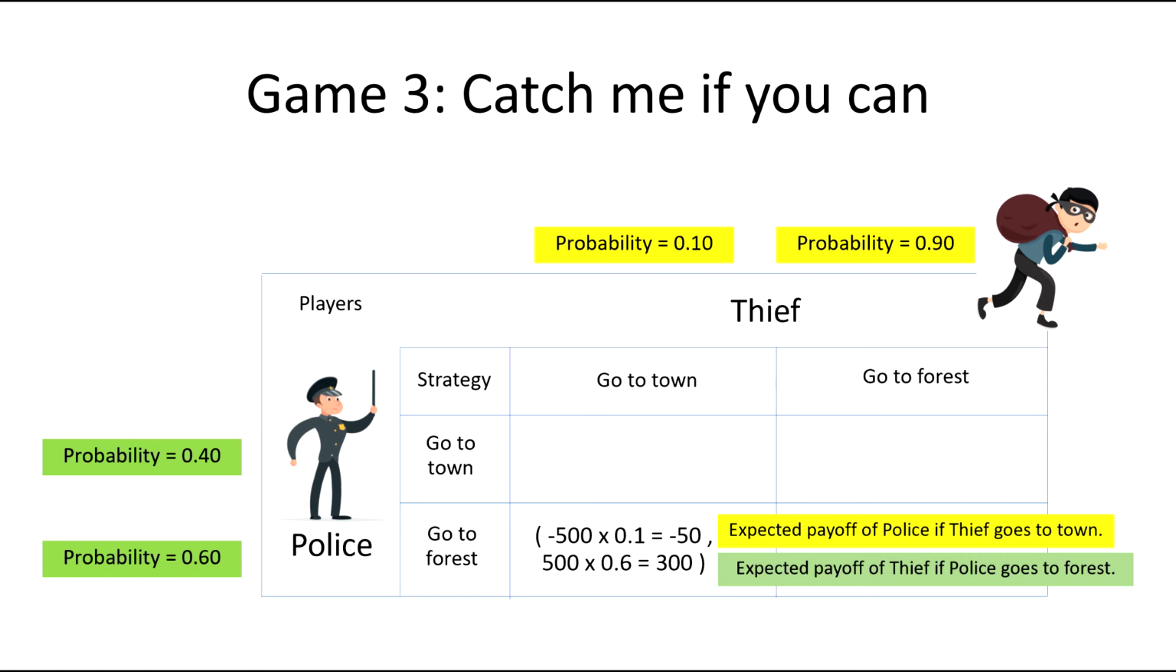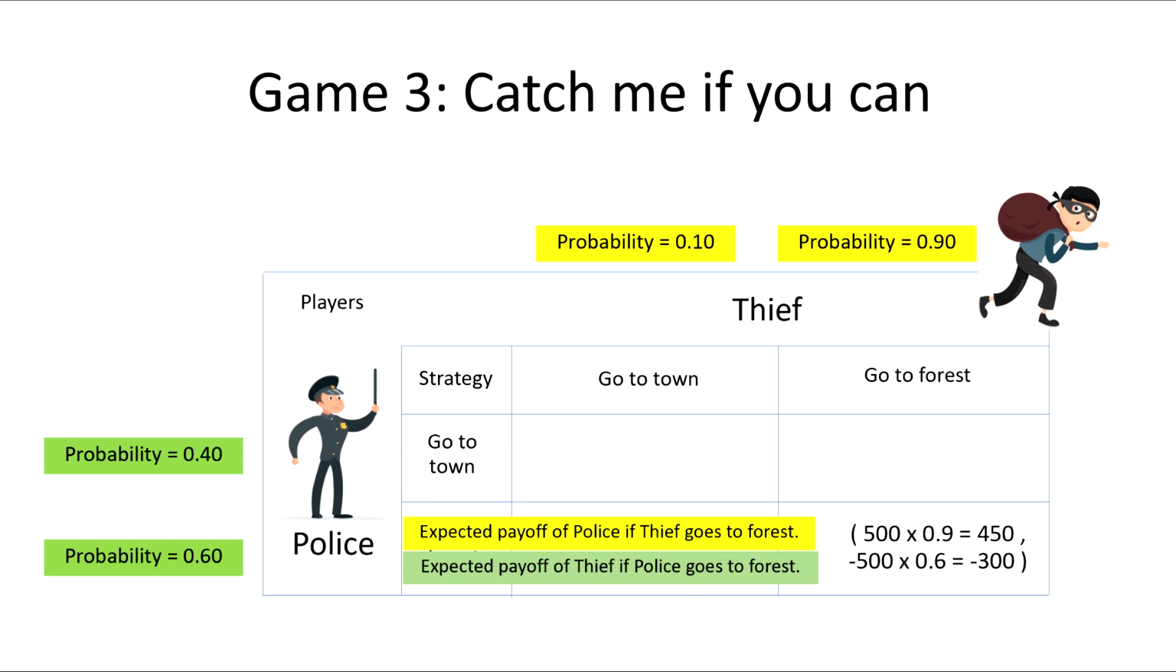Can you explain why we calculate expected payoff like this? You see that the police expected that if the police goes to the forest and the thief goes to town, he will lose 500, but with the probability of just 10%. Then the expected payoff is just minus 50. And the thief expected that if he goes to the town and the police goes to the forest, he will gain 500 with the probability of 60%. So he will gain 300.